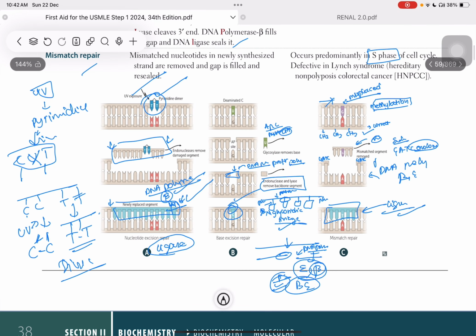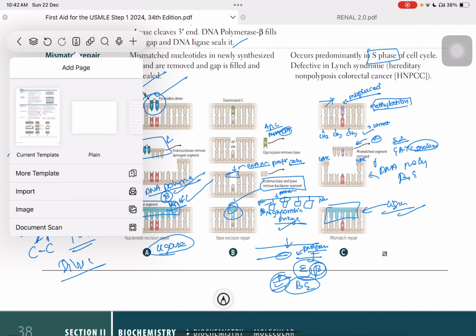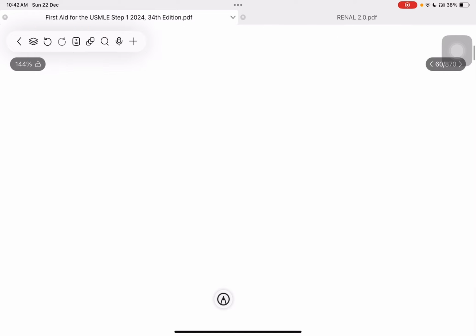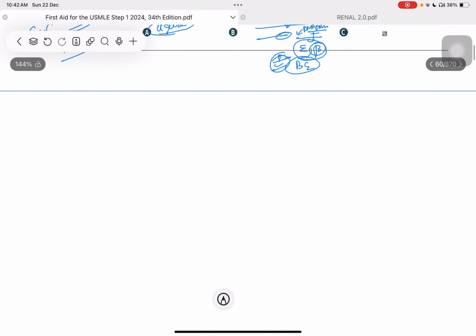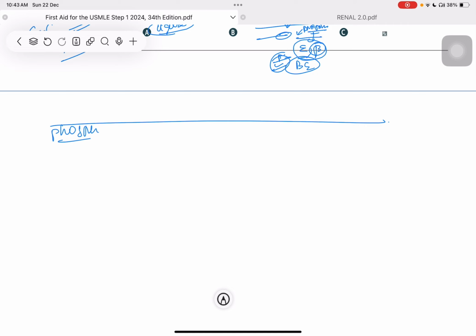I'll try to summarize it. So this is your DNA. Your DNA has phosphodiesterase bonds. Your DNA is linked to nitrogen bases. These nitrogen bases are linked by beta N-glycosidic linkage.